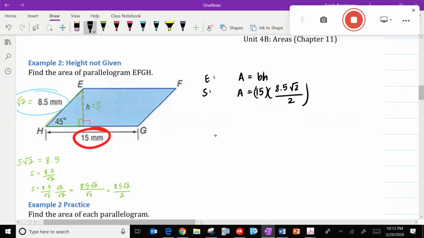Okay, so next is solve. In order to solve this, I need to multiply 15 times 8.5 radical 2 over 2. That gives me 90.156 if I round it. Now my answer plus units, the area is equal to 90.156 millimeters squared.